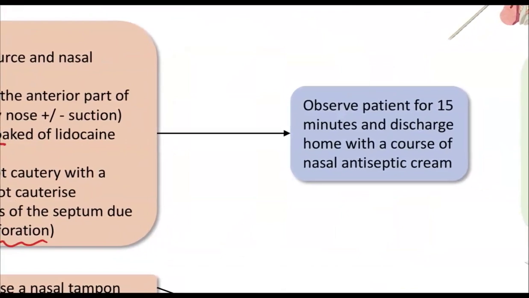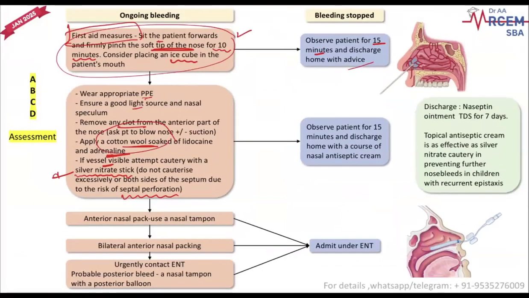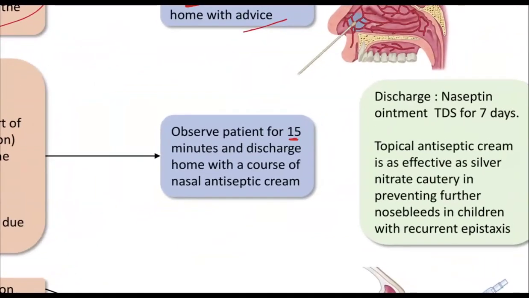Bleeding has stopped by one of these interventions. That is, either you have placed cotton wool soaked in adrenaline, basically a gauze piece, and it has stopped the bleeding, or you have done cauterization and it has stopped the bleeding. In both these circumstances, you will be observing for 15 minutes. Then you'll be discharging them. If the bleeding doesn't recur, you'll be discharging with an antiseptic cream.